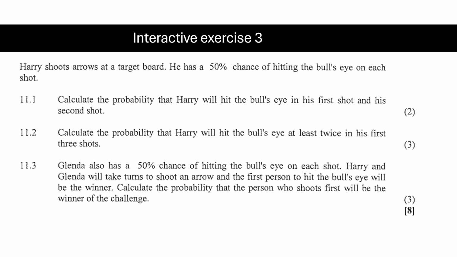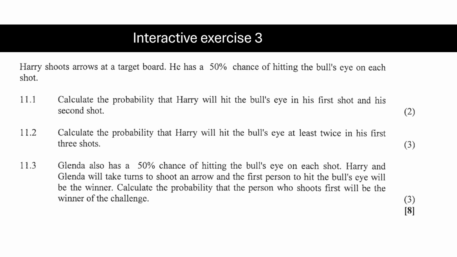And it's quite an interesting question to think about in terms of tree diagrams, right? So they're saying Harry shoots arrows at a target board. He has a 50% chance of hitting the bull's eye in each shot. Okay. So that is it. They want the probability that Harry will hit the bullseye in his first shot and in his second shot. Obviously, this does not even need you to draw a tree diagram because you already know that for his first shot, it's either he will hit or miss, right?